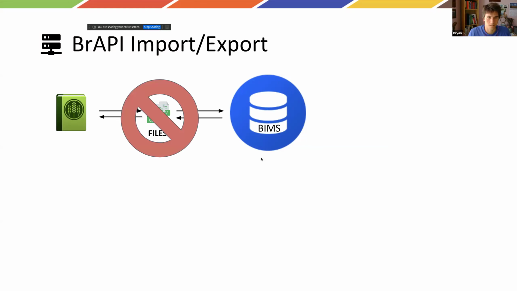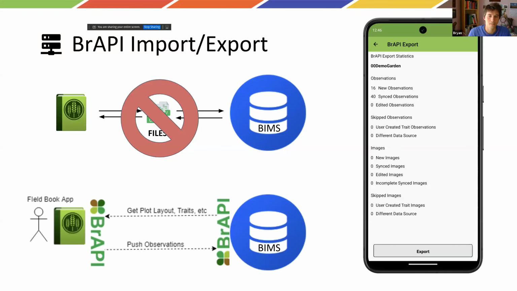The future, the new model, is to use BrAPI. That stands for the Breeding API. And the idea here is no more files. Fieldbook app uses web protocol to talk directly to BIMS and request available field layouts and traits, and then export or push collected observations. Here's an example of what your export screen might look like.